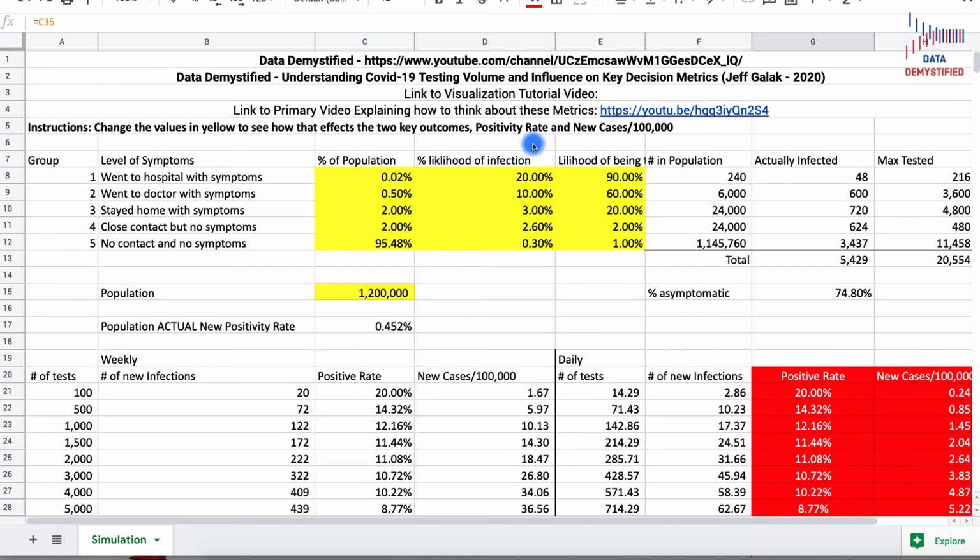What I encourage you to do is change these values to reflect what you believe the percent of the population is with each of these symptom levels, how likely they are to be infected, and how likely they are to get tested. And what you'll see is that these positivity rates will change. For example, we might think that there are more people that went to the hospital than 0.02%, so we could change that to, let's say, 0.1%. It takes a second to calculate, and you can see that happening up here. When that bar fills up, we can see that the values down here change, because we now have more people in this first category. In fact, if we run 1,000 tests, we see that it's still at 20%.